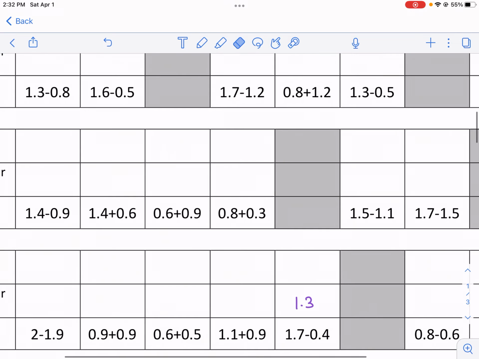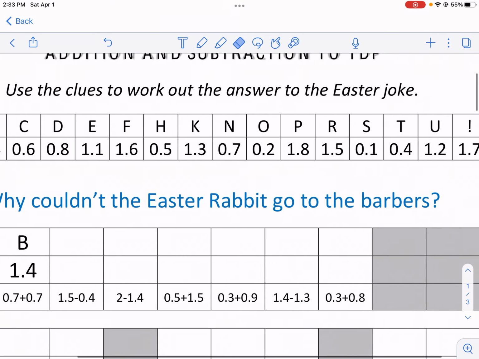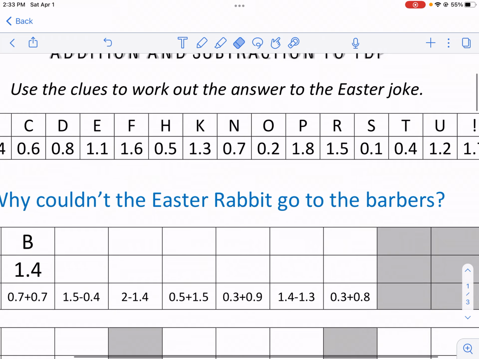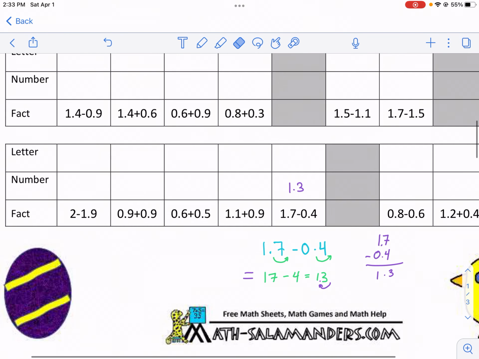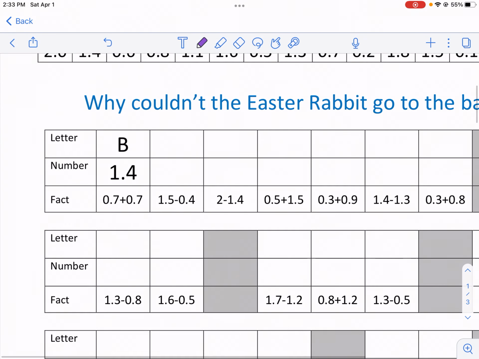So 1.3 is our answer, and I think we're going to put the letter, once we find 1.3, up here. So that is going to be K. So right here we have the letter that is K, and then we move on to the next one. I just wanted to start with that one, but we can go up here and show you how it works with any of them.